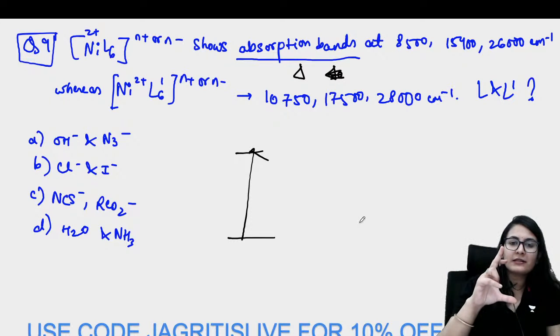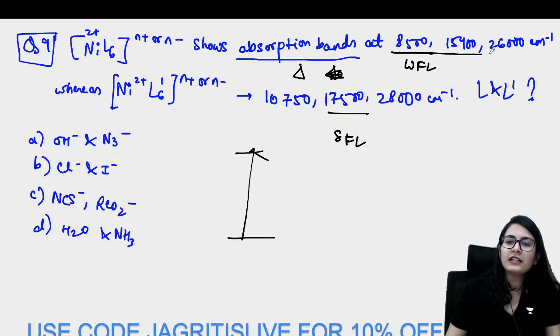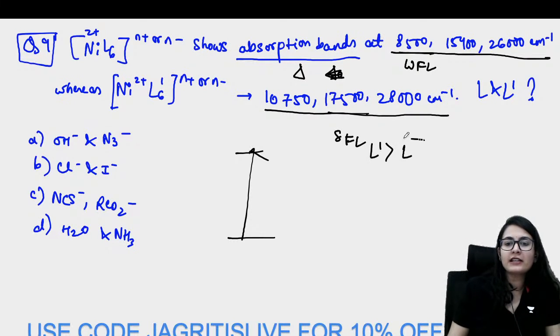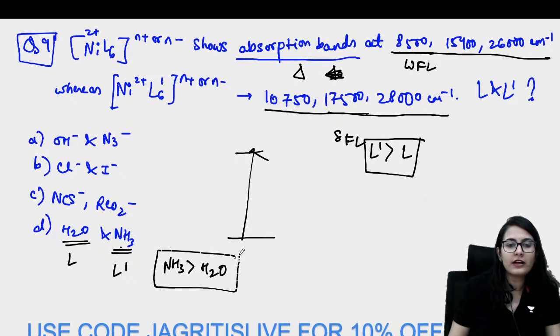So if the absorption maxima increases, that is your crystal field splitting increases, which means here you are having a weak field ligand, here you are having a strong field ligand. So all of these three values, if you compare, in the L' the splitting is greater than L. Yes or no? L' splitting is going to be greater than L. So you are going to have water and ammonia. Water is L, ammonia is L'. So ammonia is a stronger ligand as compared to water. This is a very simple question based on the spectrochemical series.